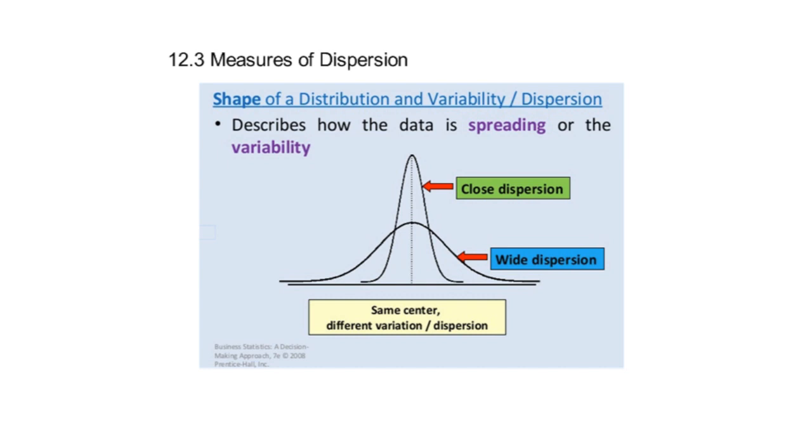The one that's called a close dispersion is basically a data set where all the numbers are really close in proximity. Notice both of them have the same center. They just have a different variation or dispersion. So we think about dispersion as the measure of variability or the spread of the data set.